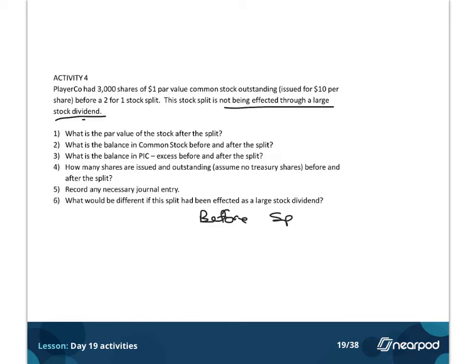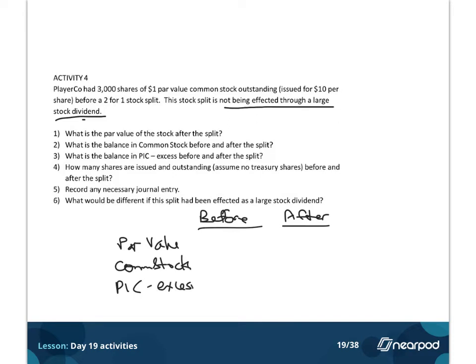Okay, so in this, I think I did a little chart like this in class, where I had before and after. And then I just had all my questions: the par value, common stock, the paid-in capital excess account, the number of shares. Oh man, a very short one. Oh no, that's all I needed.